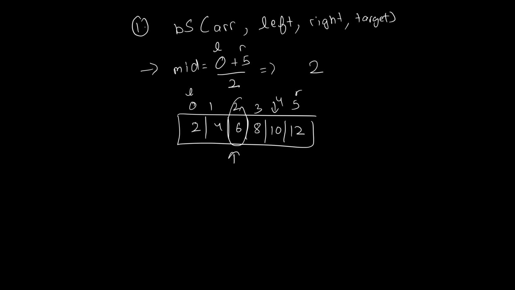That's not the case. Then I go to the second conditional, the else if, which says if array at mid is bigger than the target that I'm looking for. That's not the case, right? 6 is not bigger than 10.